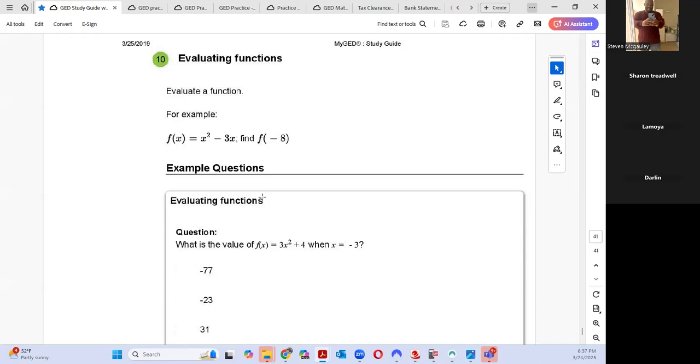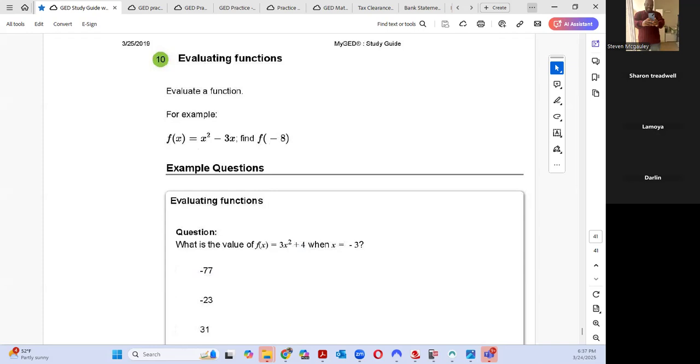So first of all, f of x is equal to x squared minus 3x minus 8. Find f of minus 8. How do you do that problem? Does anybody know? Well, how would you do it?